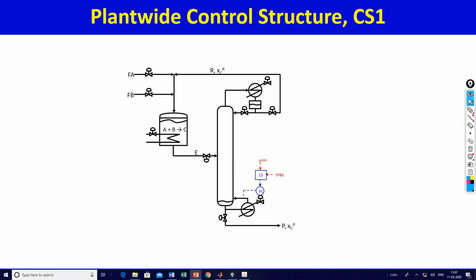And steam to the reboiler is the throughput manipulator. When this set point goes beyond Vmax, the low selector actually sets Vmax, and then even though you are saying give me more steam, increase the production, you will not increase production because now you are at Vmax. This low selector will make sure that the set point going into the steam flow controller is no more than Vmax.